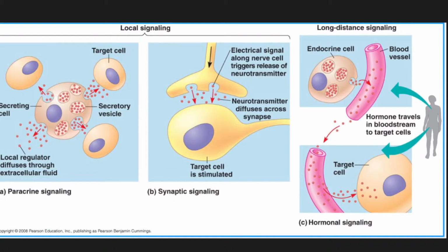Cells can also transmit signals for nearby cells to receive by secreting molecules called local regulators through exocytosis. This is called paracrine signaling. In the nervous system of animals, synaptic signaling can occur, which involves the emission of an electrical signal along a neuron, which triggers the release of molecules called neurotransmitters across the synapse into the target cell, continuing the signal.